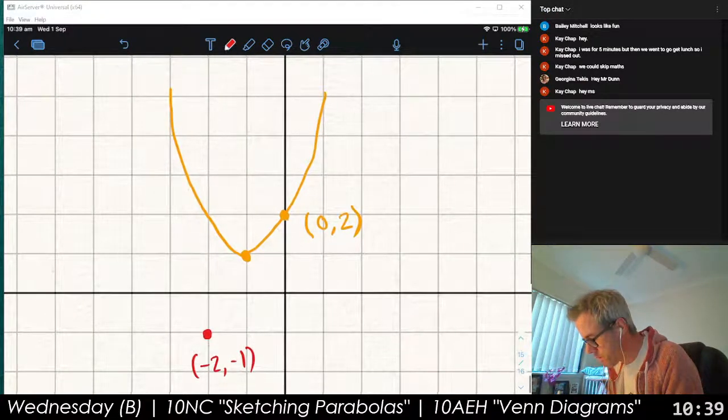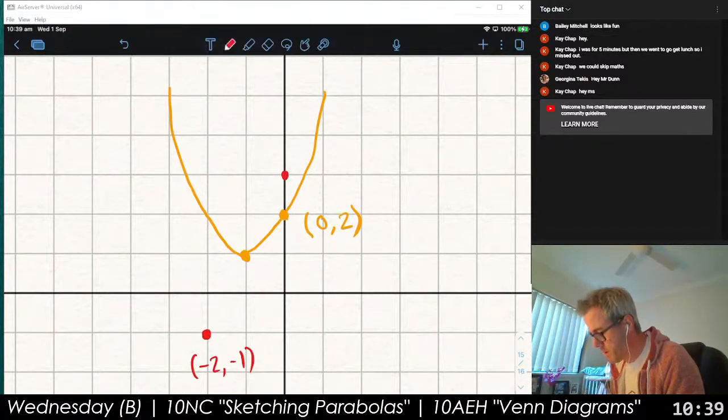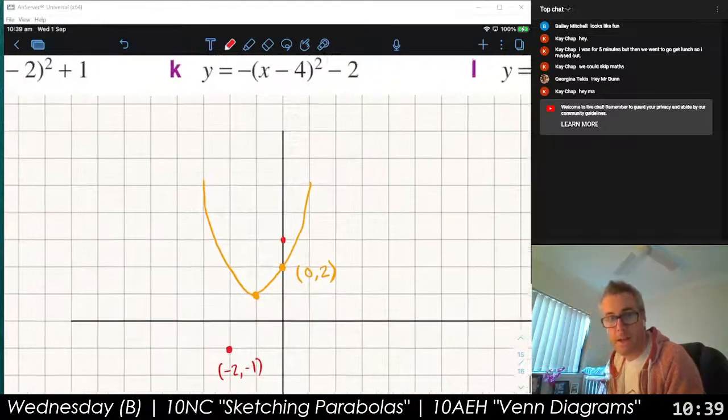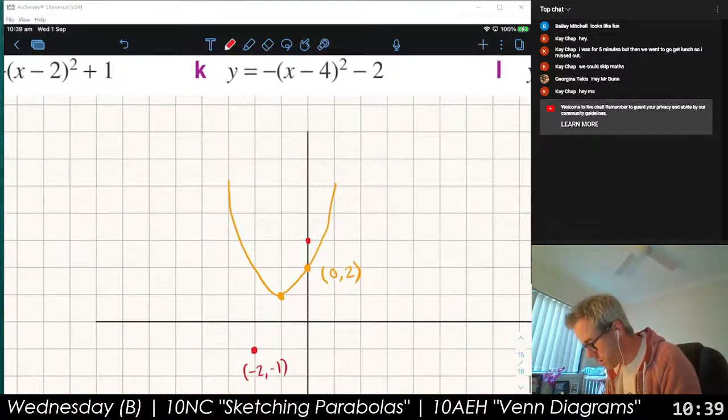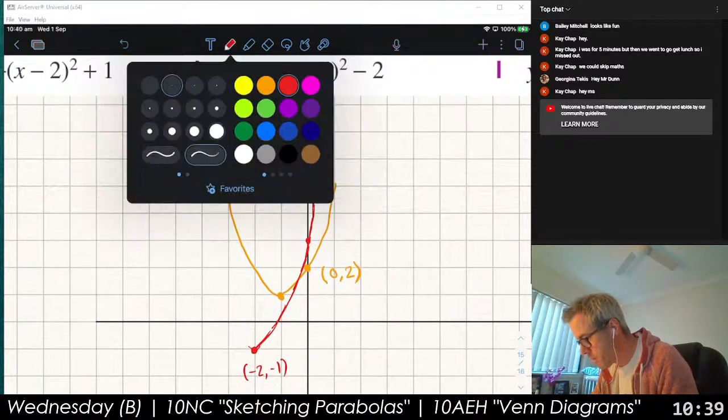When x is 0, y is 1, 2, 3. There it is there, like that. From here, I can now sketch my parabola, like that. There it is there. So I want to make sure that my y-intercept is good. When I'm sketching, I can actually use my y-intercept.